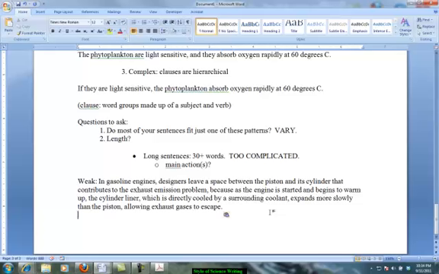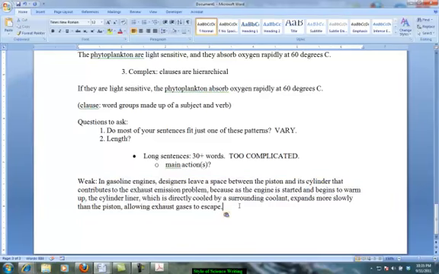In gasoline engines, designers leave a space between the piston and its cylinder that contributes to the exhaust emission problem, because as the engine is started and begins to warm up, the cylinder liner, which is directly cooled by its surrounding coolant, expands more slowly than the piston, allowing exhaust gases to escape. 53 words. That sentence is, yes, 53 words.